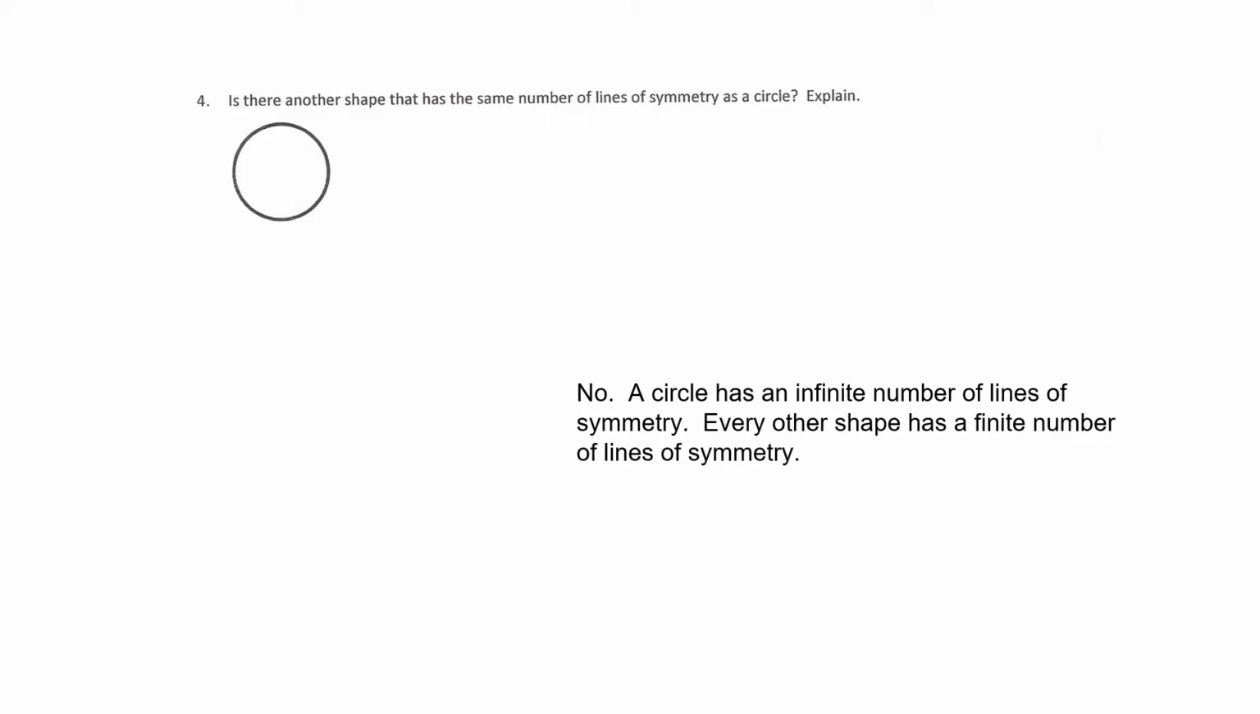So I believe this is the last problem, and it says, is there another shape that has the same number of lines of symmetry as a circle? And no, because a circle, you could fold that an infinite number of lines. I mean, you could make so many lines of symmetry. But every other shape has a finite number of lines. So the circle is the only shape that has an infinite number of lines of symmetry.